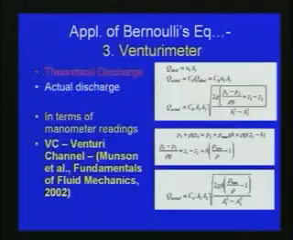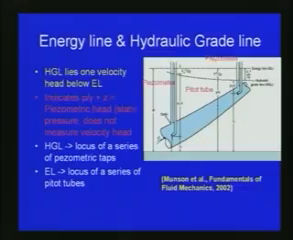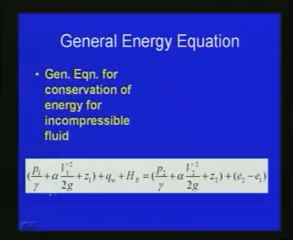We have already seen a large number of applications of the Bernoulli's equations. The general energy equation with respect to the Bernoulli's equations is P1 by gamma plus alpha V1 square by 2g plus Z1 plus QW plus HE is equal to P2 by gamma plus alpha V2 square by 2g plus Z2 plus E2 minus E1. We have seen this by considering two sections of flow, for example, in a pipe flow like this.